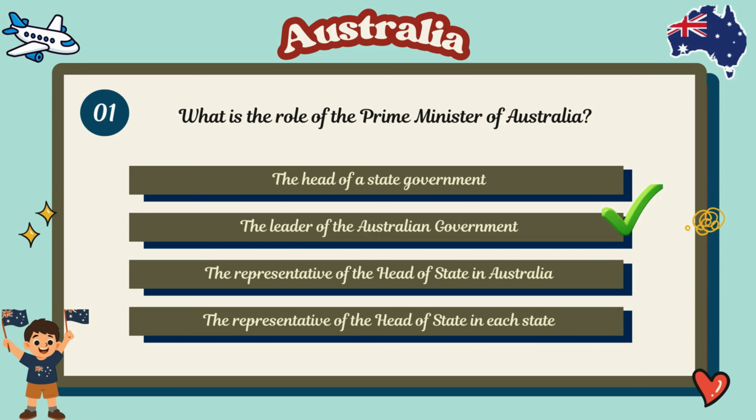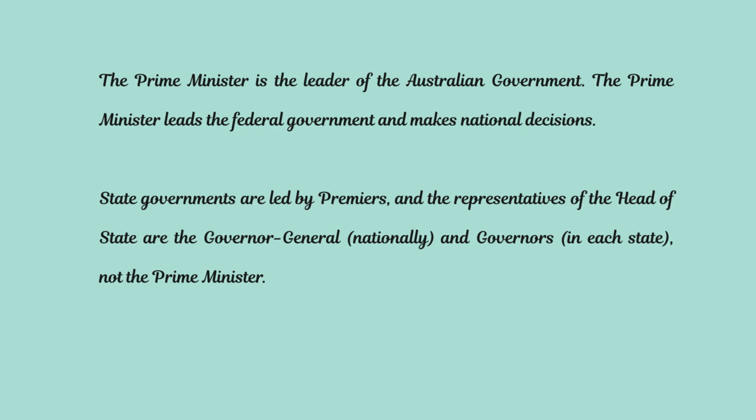Correct answer B. The leader of the Australian government. The Prime Minister is the leader of the Australian government. The Prime Minister leads the federal government and makes national decisions. State governments are led by premiers, and the representatives of the head of state are the Governor-General, nationally, and governors in each state, not the Prime Minister.